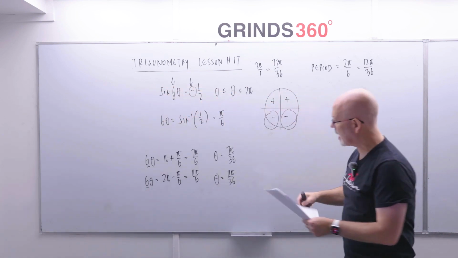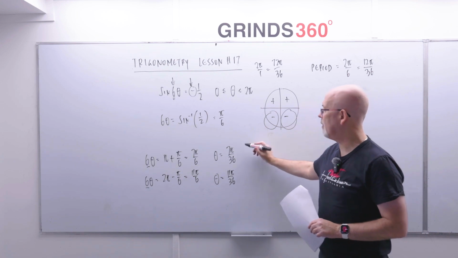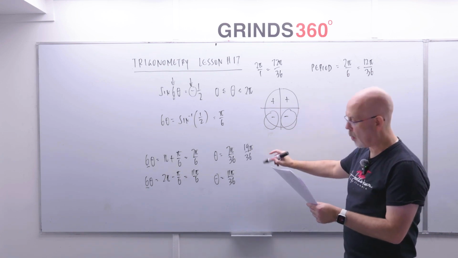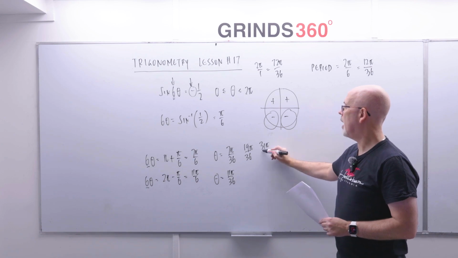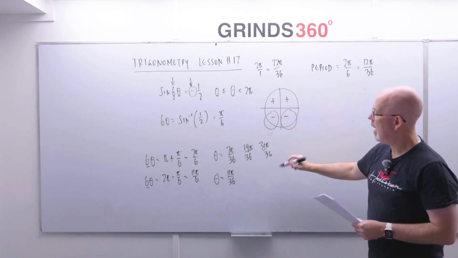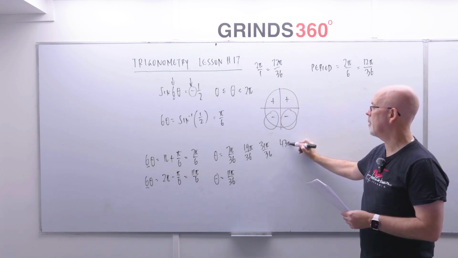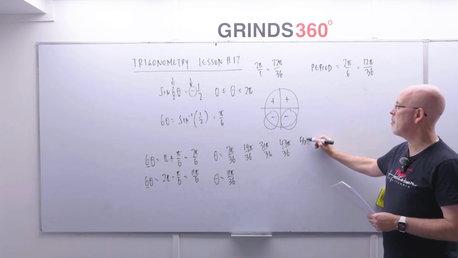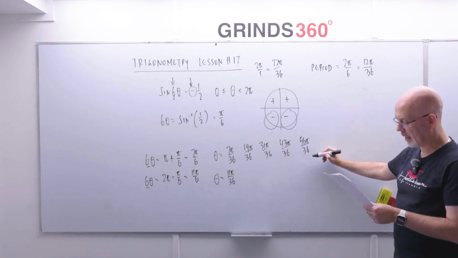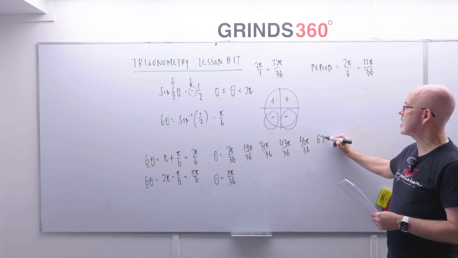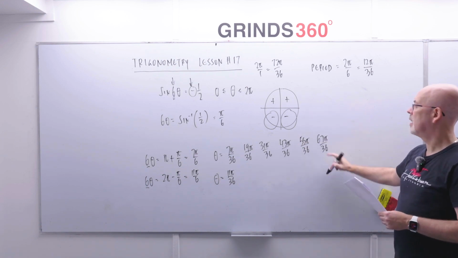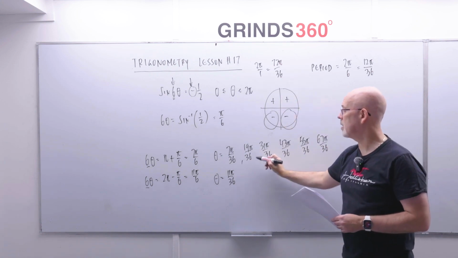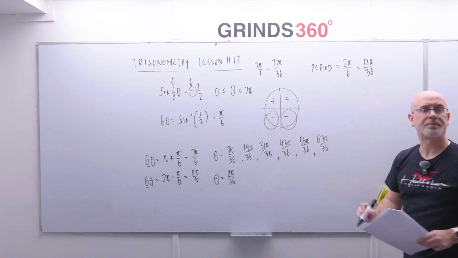So let me just start adding 12s here. Add 12 there, we get 19 pi over 36. That's fine. Add 12, we get 31 pi over 36. That's fine. Add 12, we get 43 pi over 36. That's fine. Add 12, I get 55 pi over 36. That's fine. Add 12, I get 67 pi over 36. That's fine. Add 12, I get 79. I'm gone bust. Okay, so they're the only solutions I can produce from that one, right?